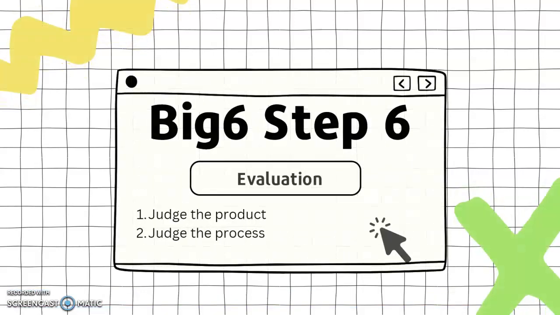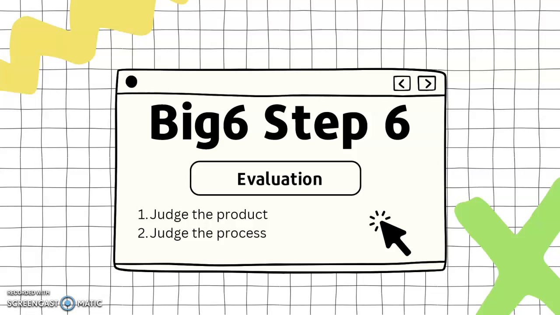And step 6 is evaluation. This involves judging the product, your research project, and the process, the Big 6 research process, and happens when you have completed your research and your research project. It gives you a chance to step back and think about what went well, what didn't, and what you learned about the research process.